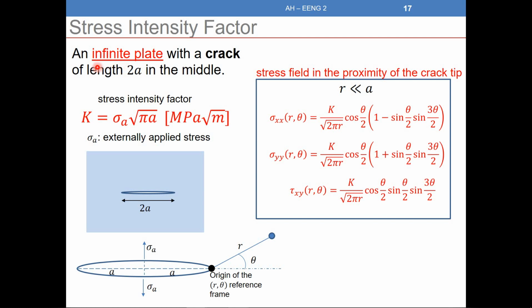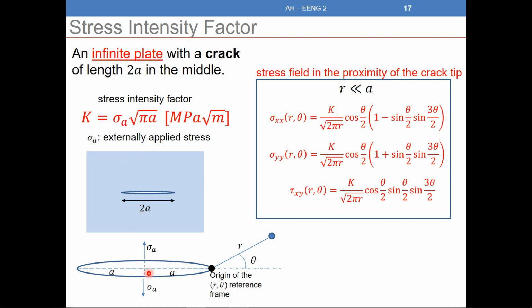But pay attention, what's written here? An infinite plate with a crack of length 2a in the middle. What does infinite plate mean? It means that the width of the plate is very large compared to the size of the crack. What do we mean by very large? It should be almost 50 times greater. When the width is 50 times greater than the size of the crack, we can consider it an infinite plate. So in the case of an infinite plate, we define the stress intensity factor as the applied stress multiplied by the square root of pi a, where a is what?